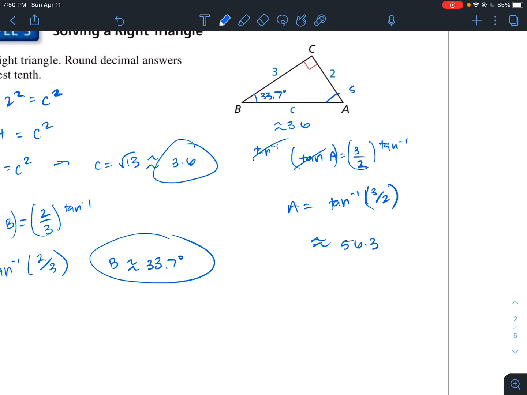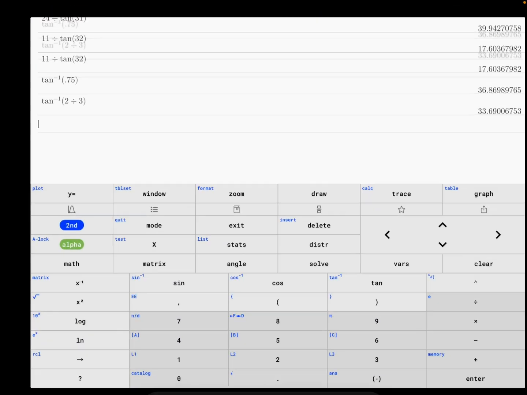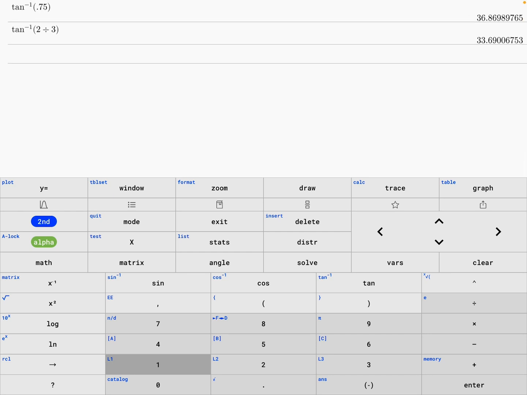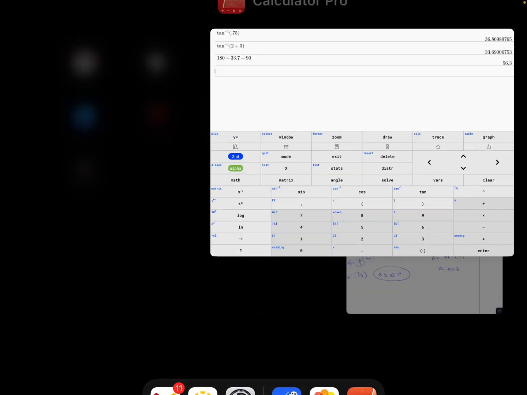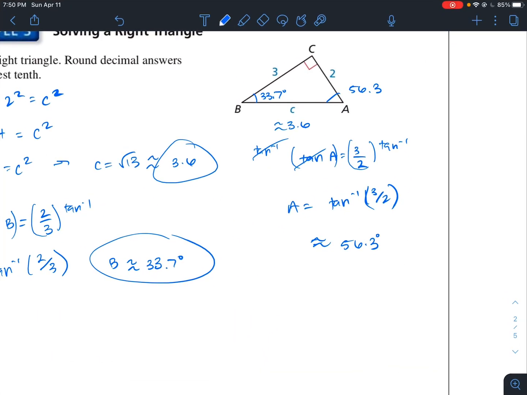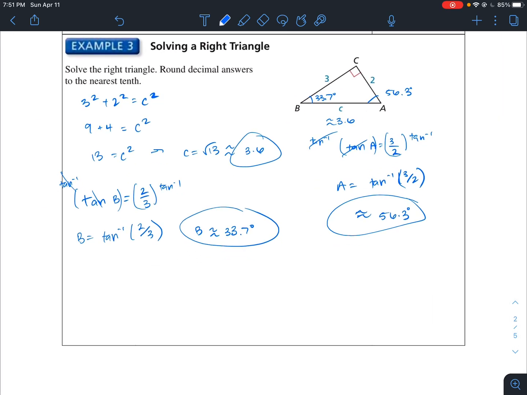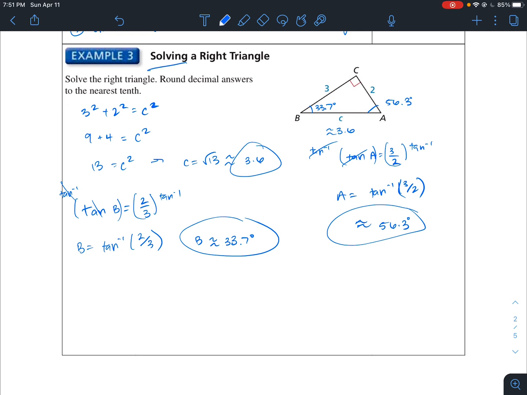Now, there's another way we could verify this. Because I know that this angle is 90 and this angle right here is 33.7, I could just subtract those from 180. So I can do 180 subtract 33.7 subtract 90, because it's a right triangle, and there you go, you get 56.3 degrees. Okay, there you go. So now we know all the side lengths and we know all the angles. Thus, we solve for the right triangle.